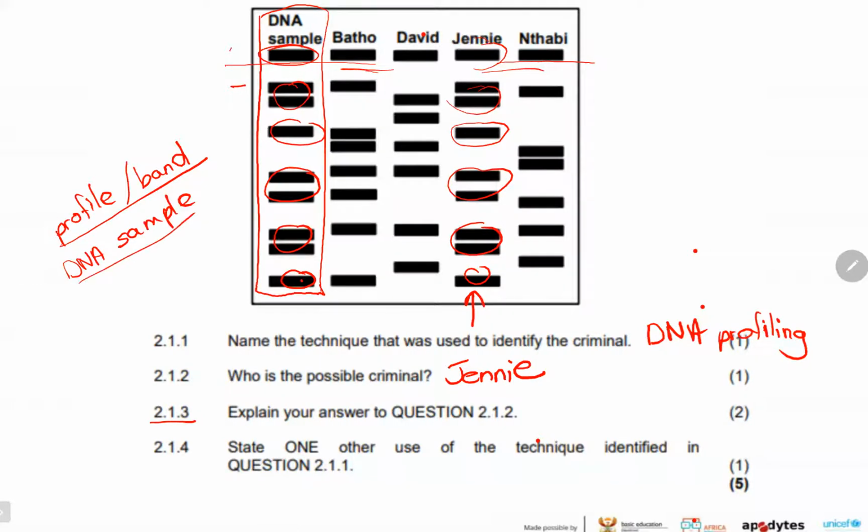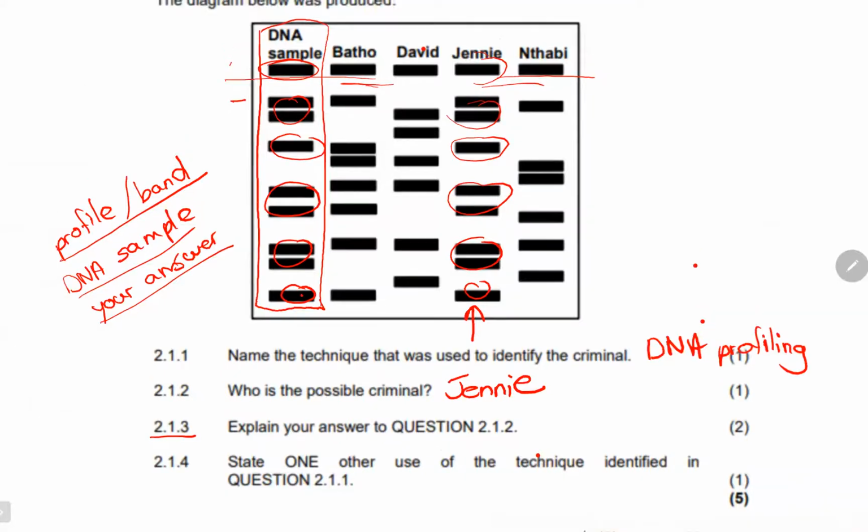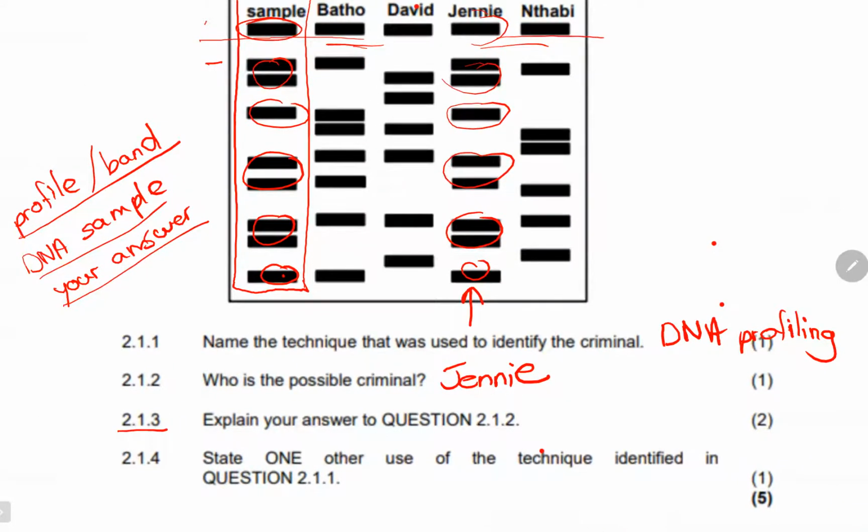and refer to your answer. So whoever you said was the guilty criminal or who looks like they are guilty, make sure that you mention all of those. So here the marks were awarded for saying Jenny's DNA profile, or you could have said Jenny's DNA band matches the DNA band or matches the DNA profile from the sample. See, we used all three of those words in our answer.